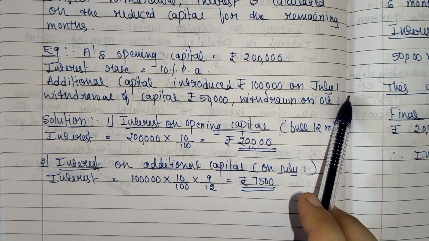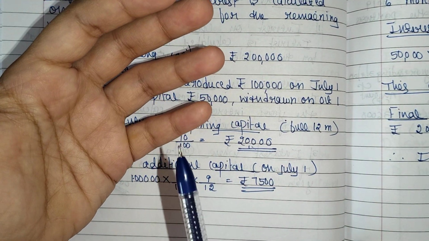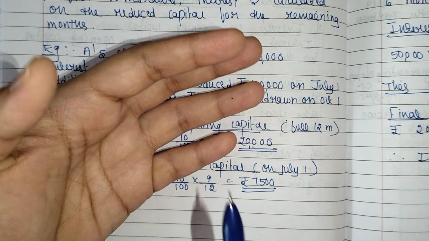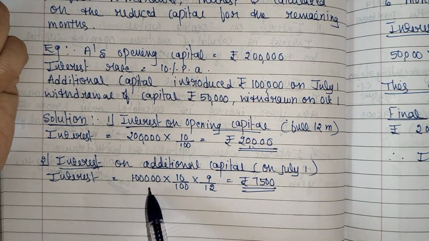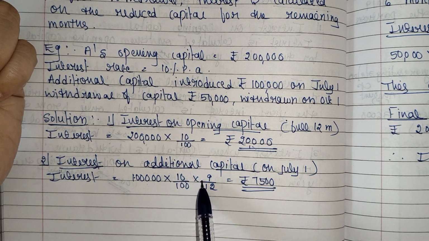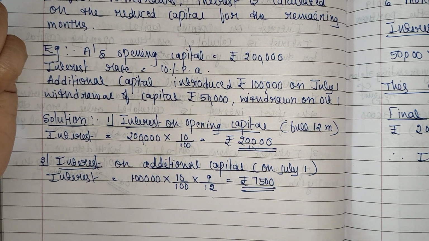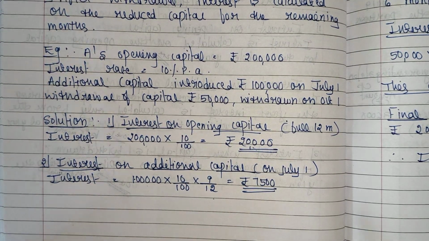Now interest on additional capital, how much? 1 lakh on July 1st. From July to year end, calculate. July, August, September, October, November, December, January, February, March, means 9 months, right? So 1 lakh into 10% into time, 9 divided by 12, that equals rupees 7,500. This is the interest on additional capital.